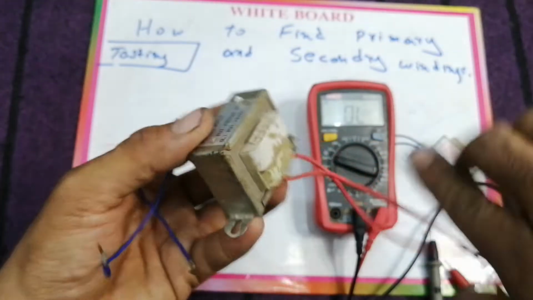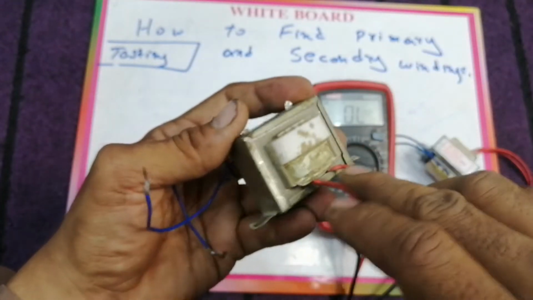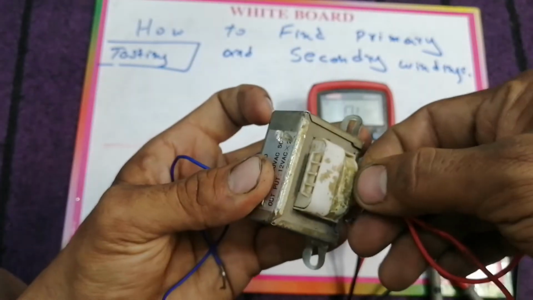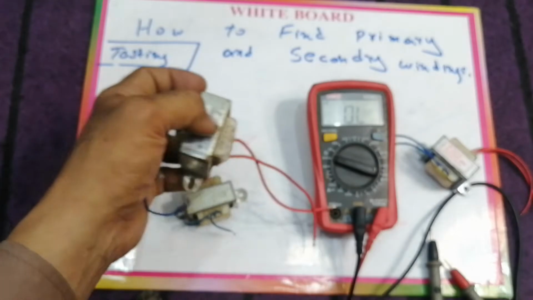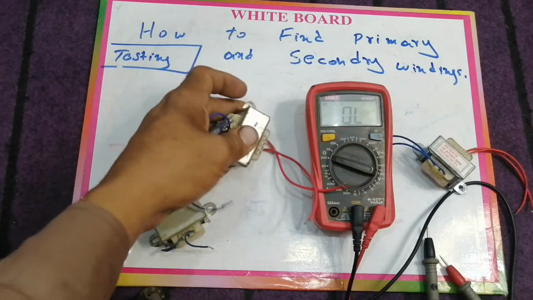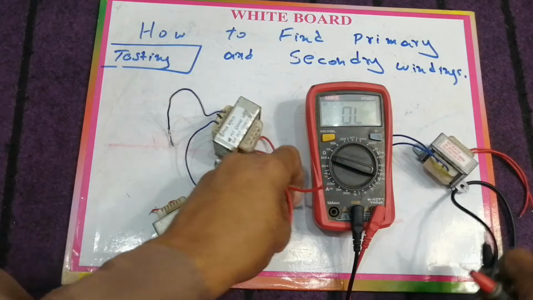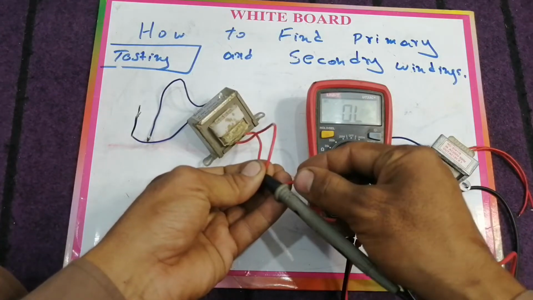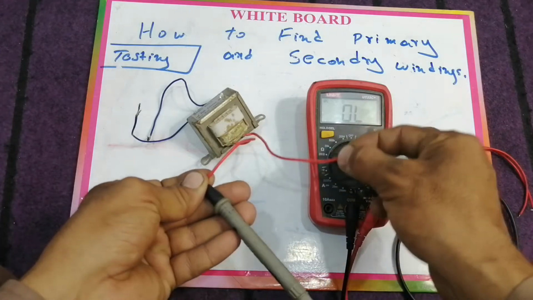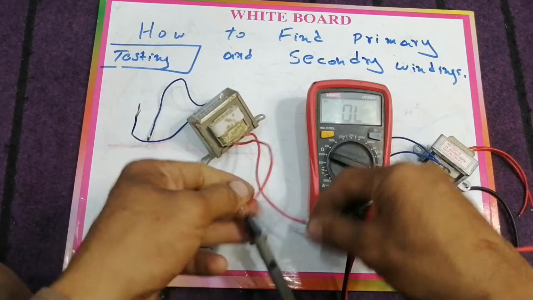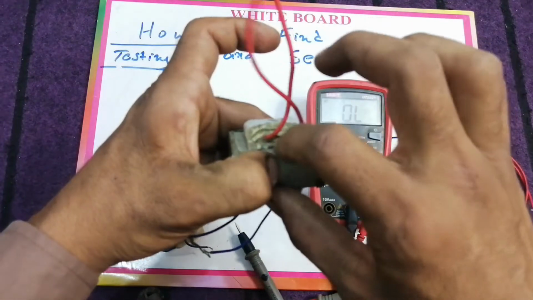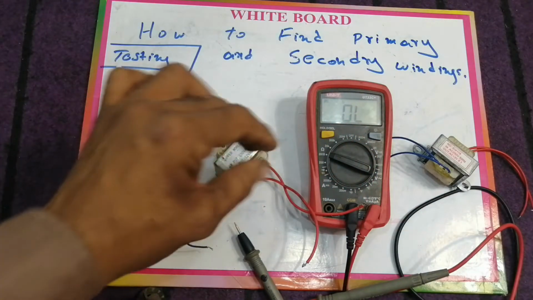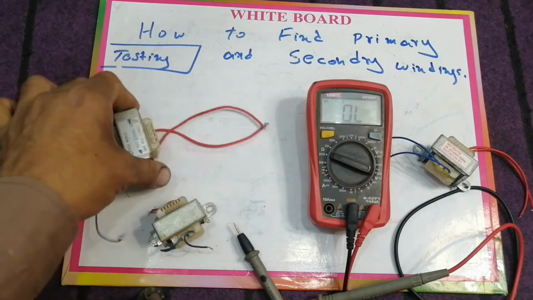In case we have no connectivity in the winding, or if we test these windings using a multimeter and the multimeter shows an open circuit, it means that the winding is internally damaged. For example, if I test these two wires and the multimeter shows out of limit, it means that the winding is internally damaged and we need to replace this transformer with another transformer of the same rating.